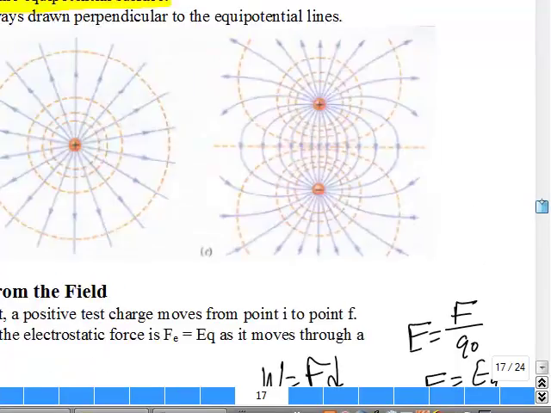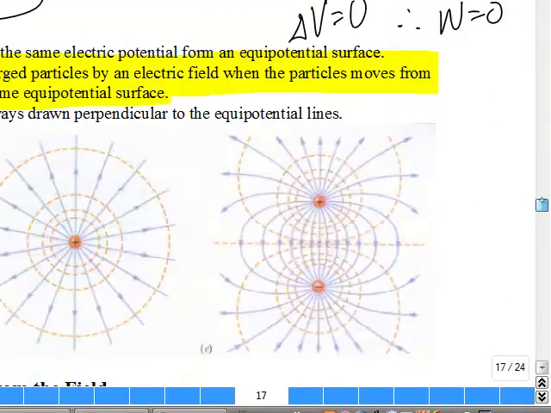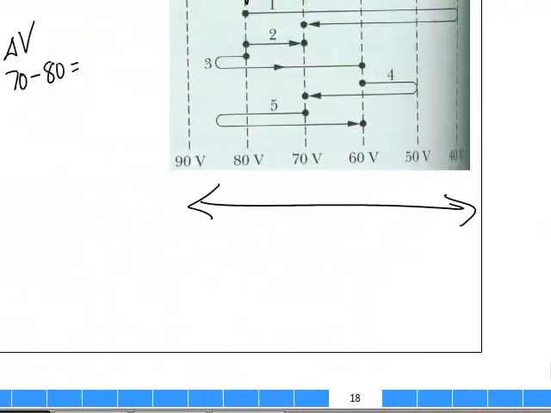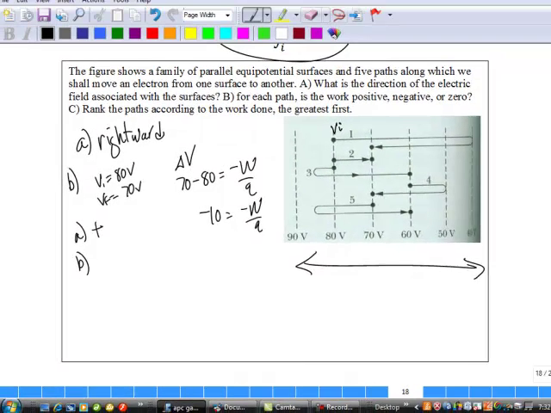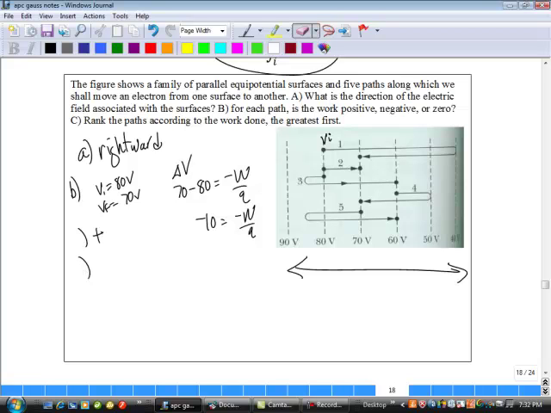is going to equal, let's go back up here, what is it equal to? The negative work per unit charge. Negative 10 equals negative work over charge. Negative times a negative is a positive. So that is positive work. That's path number 1.